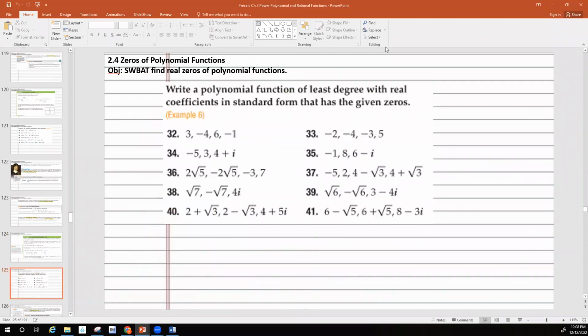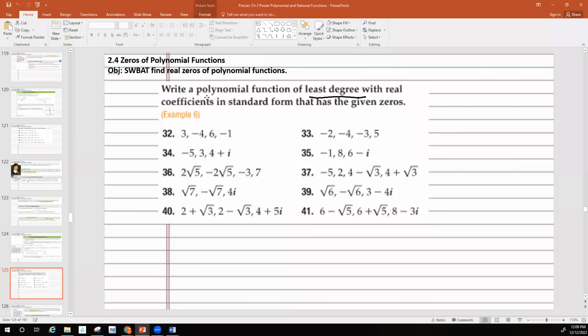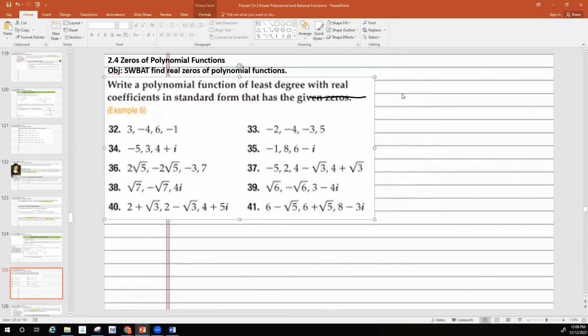Now here it says, write a polynomial function of least degree with real coefficients in standard form that has the given zeros. It says least degree because it's the smallest possible given all of these. So if you look at 32, let's move this one so we have some space.